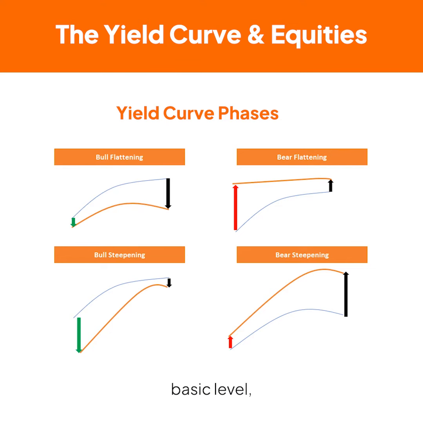Now, at the most basic level, equity markets reflect the balance between growth expectations and financial conditions. If you're earning in excess of your cost of capital, the stock should trade above its book value.